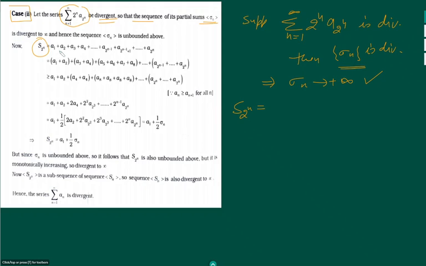This can be written as a1 plus a2 plus a3 plus up to a of 2 raised to power n. And this you can write as the sum of the first two terms a1 plus a2, then the sum of the next two terms a3 plus a4, then the sum of the next four terms a5 plus a6 plus a7 plus a8, then the sum of the next 8 terms, and so on. In the end you will write a of 2 raised to power n minus 1 plus 1 up to a of 2 raised to power n.